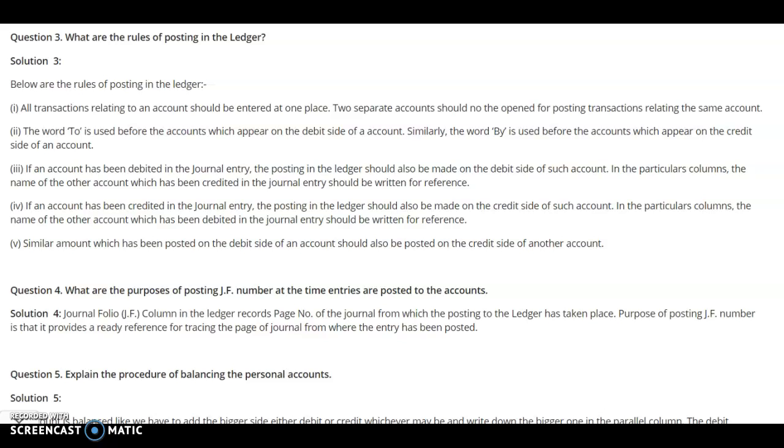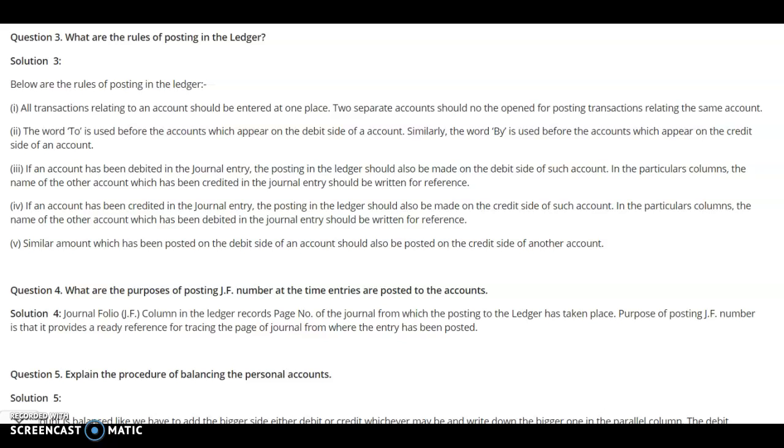It says if an account has been debited in the journal entry, the posting in the ledger should also be made on the debit side of such account. In the particular column, the name of the other account which has been credited in the journal entry should be written for reference. Dear students, here you understand that we use the opposite way: the debit account is written on the credit side and the credit on the debit side. But you will understand only when we have the numerical. In the offline class, I had shared this numerical on the chalkboard, but you will also understand here how the posting is done.